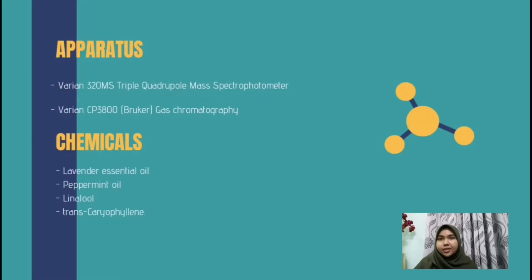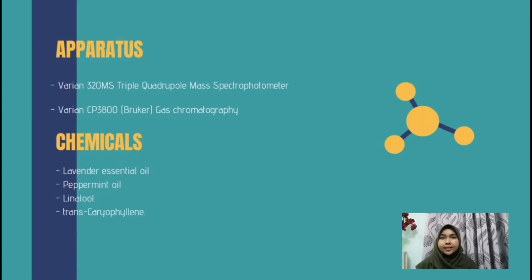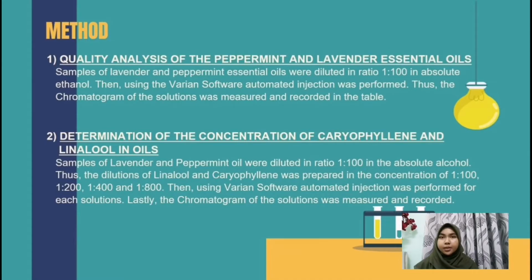Next, for the apparatus are the Varian 320-MS triple quadrupole mass spectrometer and the Varian CP-3800 Bruker gas chromatograph. For the chemicals are lavender essential oil, peppermint essential oil, linalool, and trans-caryophyllene. Next, the method. There are 2 segments for the method of this experiment. The first one is qualitative analysis of the peppermint and lavender essential oil using GCMS.